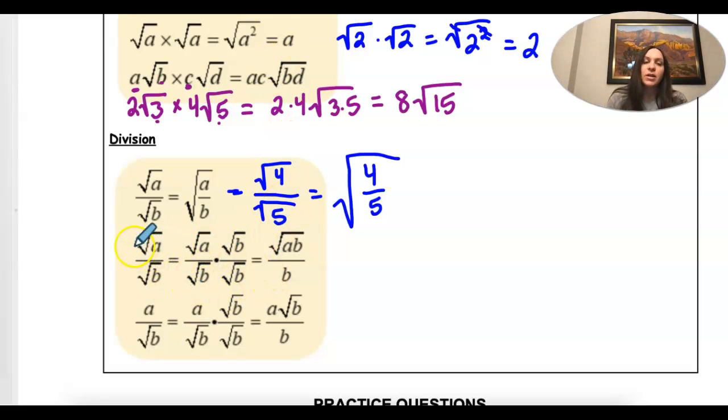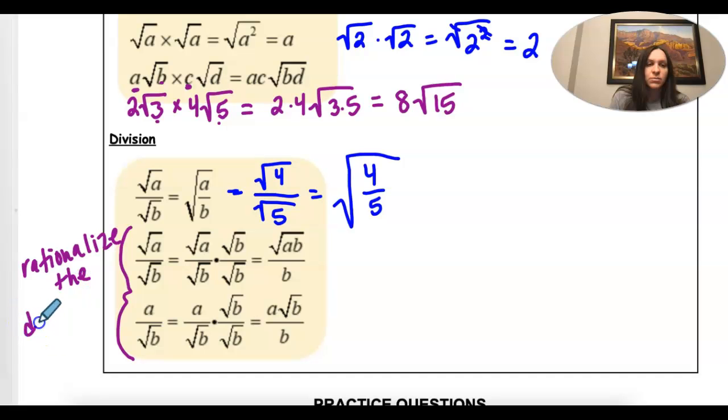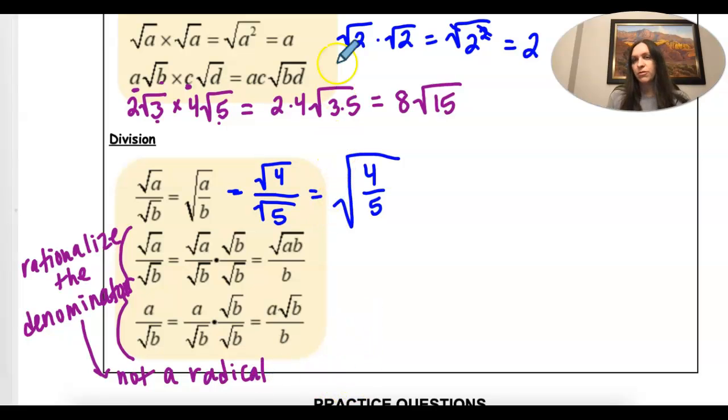So this next one, actually these two, these are ones we use when it asks us to rationalize the denominator. We're going to use these two. So what that means, rationalize the denominator, is that the denominator in our end answer is not a radical. And that's just proper form in math. That's why we're doing this.